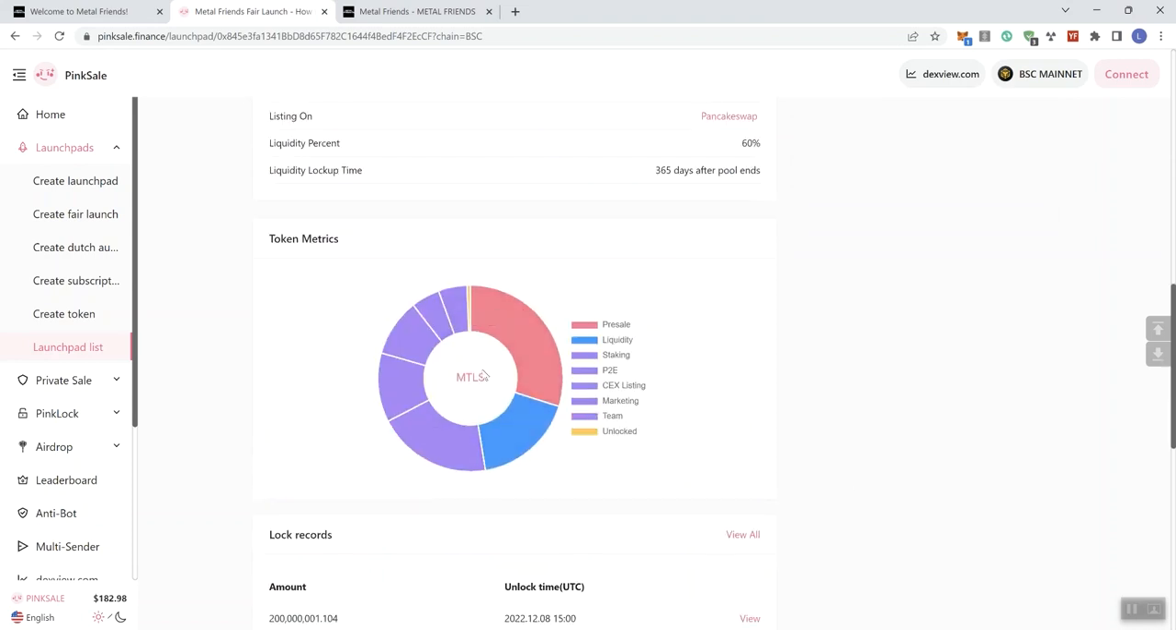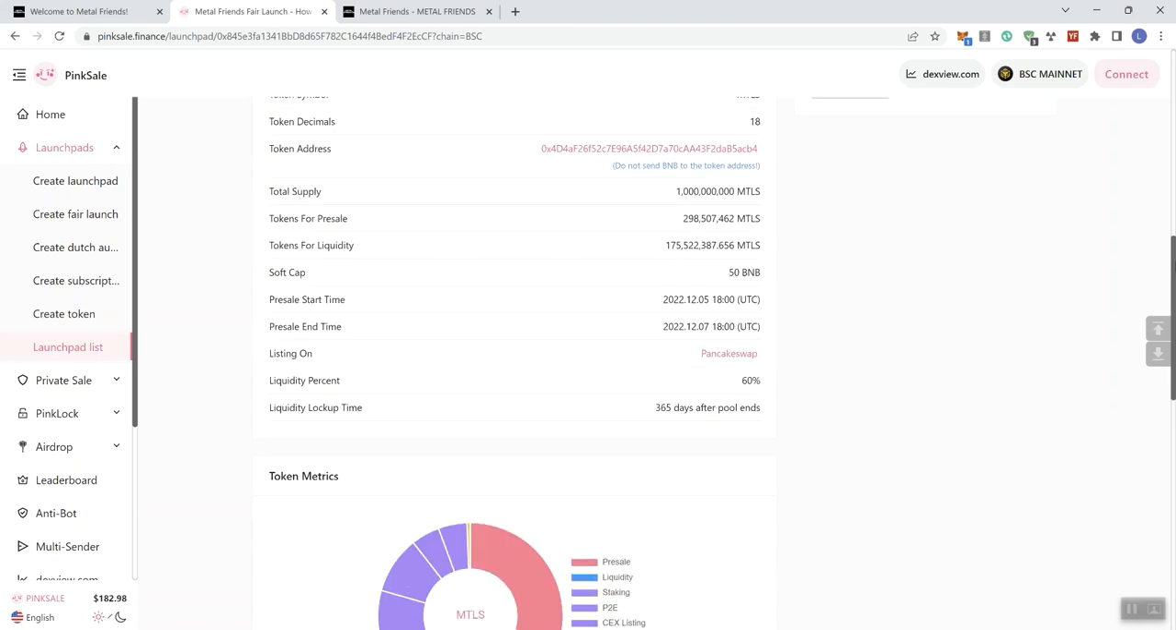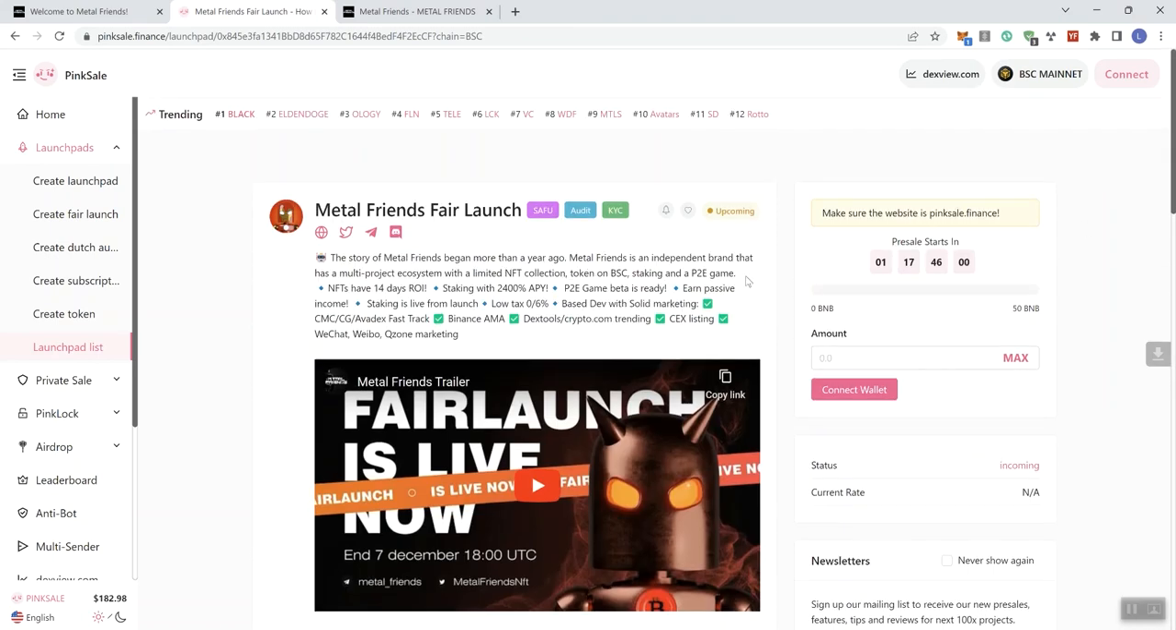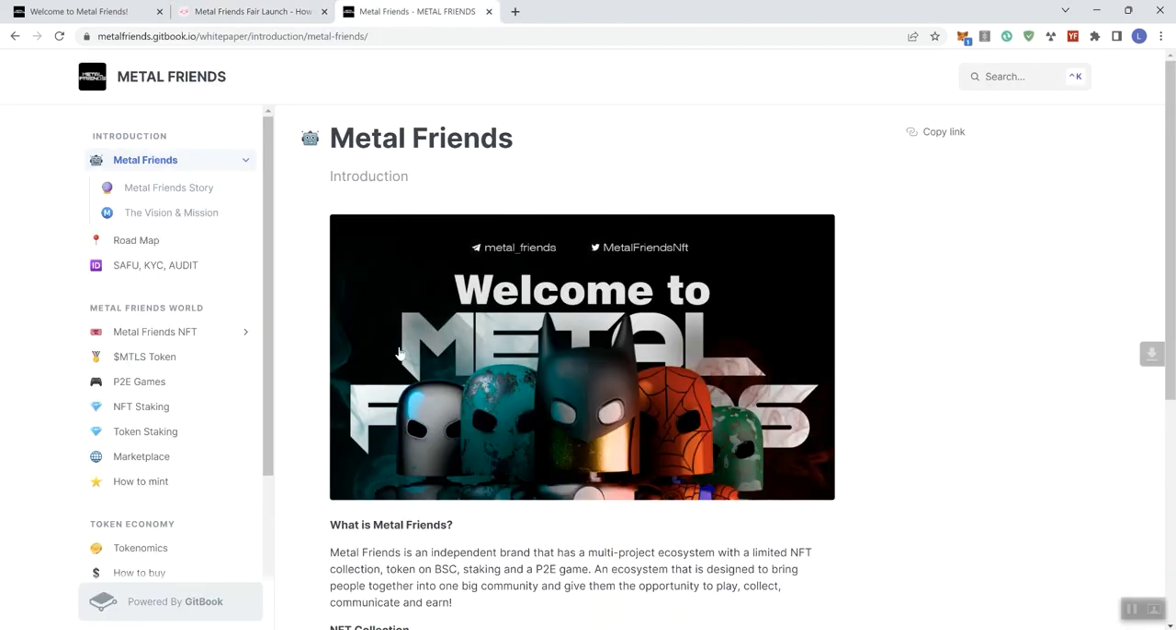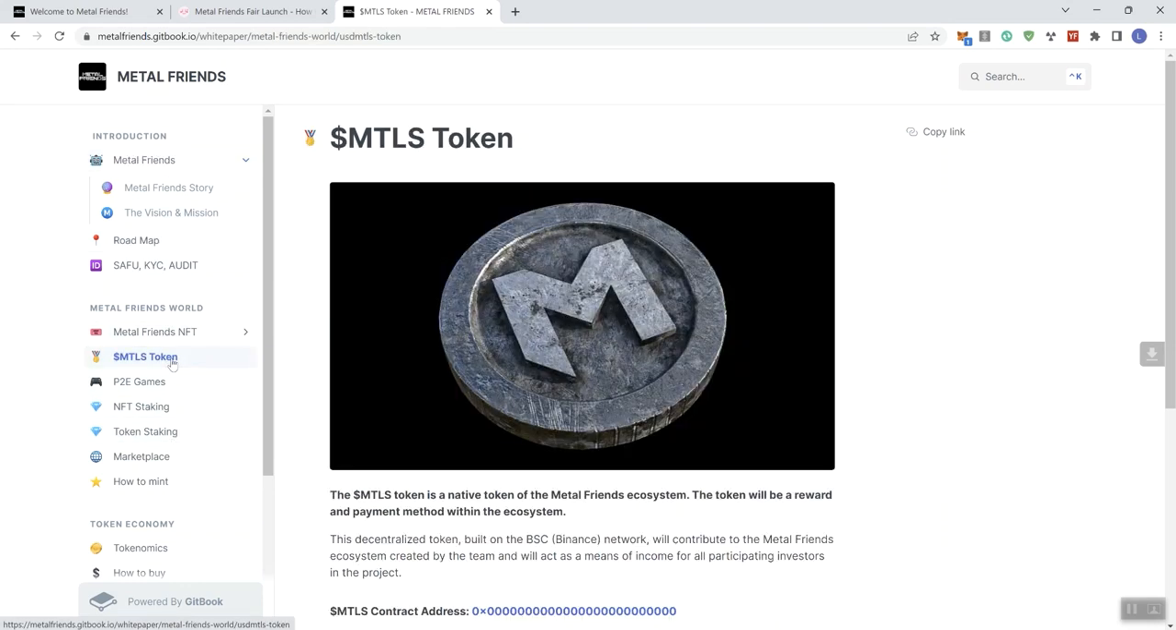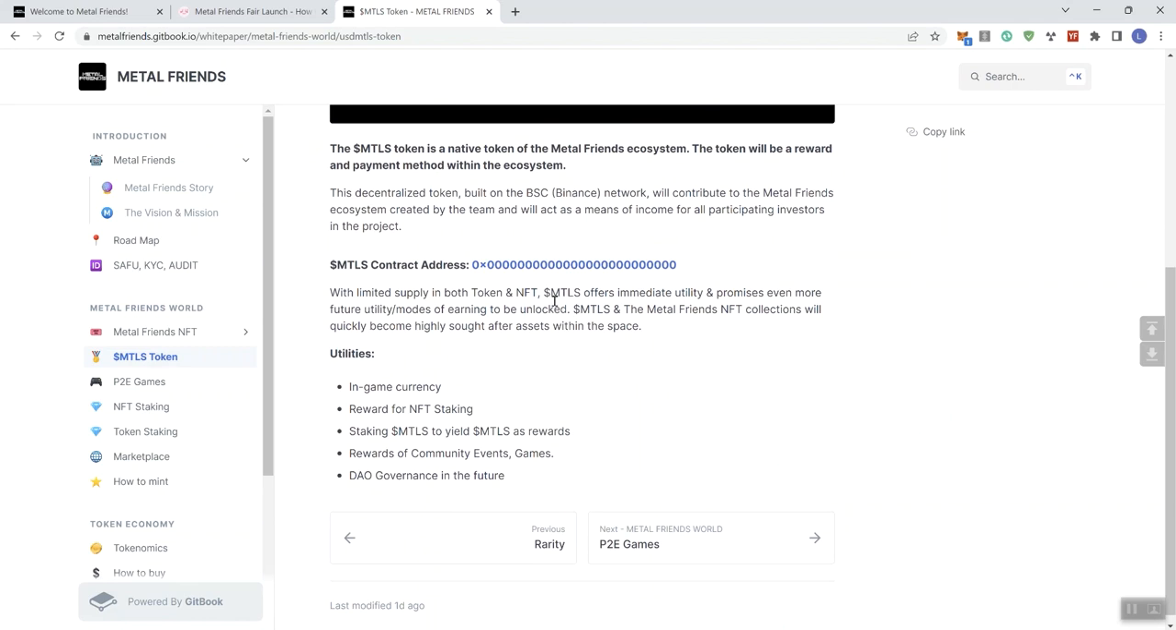These are the token metrics. So they've got a sliver of unlocked tokens here, 0.5, but as always I'm curious about what's going on with unlocked tokens. If the team happens to see the video, they can certainly provide some clarification there. And then we can see they've got their documentation here, with a number of things to engage with. They give you information in regards to the utilities: in-game currency, reward for NFT staking, the MTLS token to yield MTLS rewards, rewards of community events and games, DAO governance in the future.